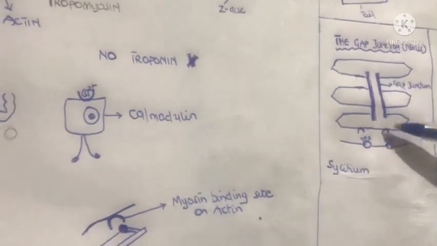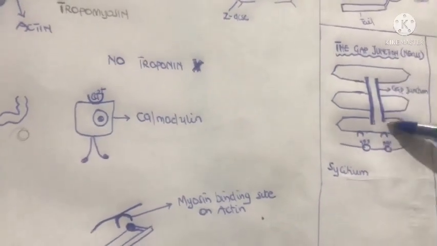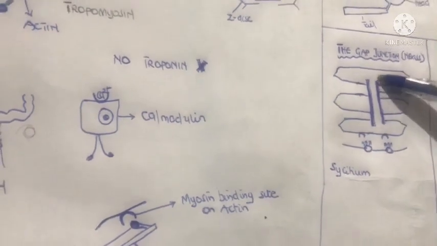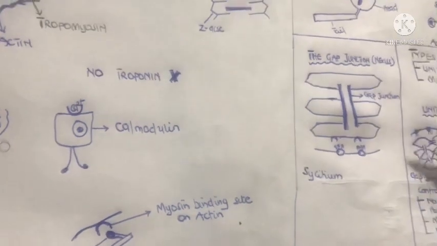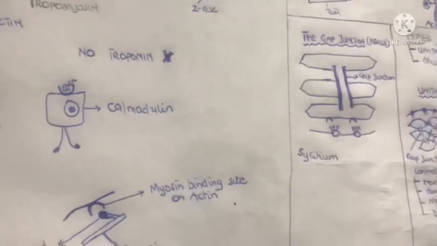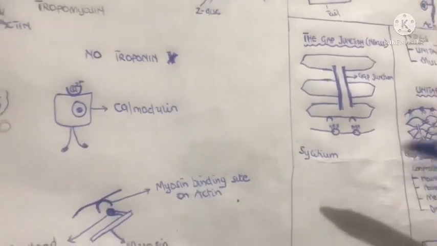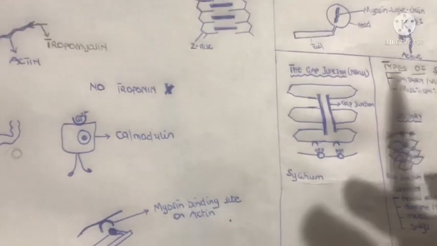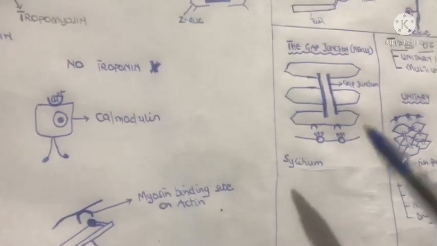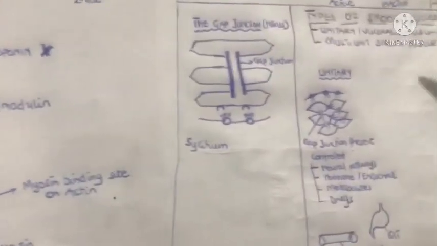Because of this gap junction, let me repeat myself, the action potential being generated here will be conducted to this smooth muscle, and that will cause them to simultaneously what? Contract. And we call that syncytium. When different muscle cells are contracting together simultaneously, we call that the syncytium. So this gap junction helps in that syncytium. So now let's move to the types.